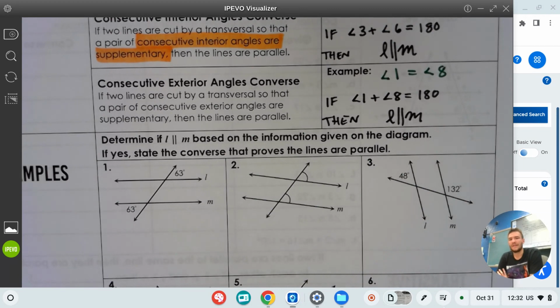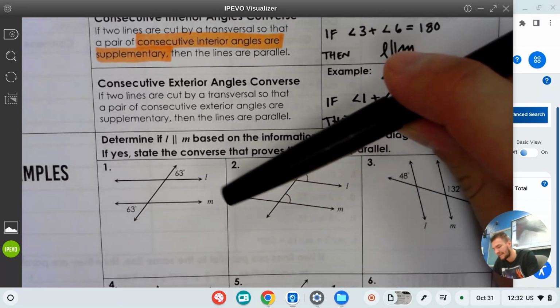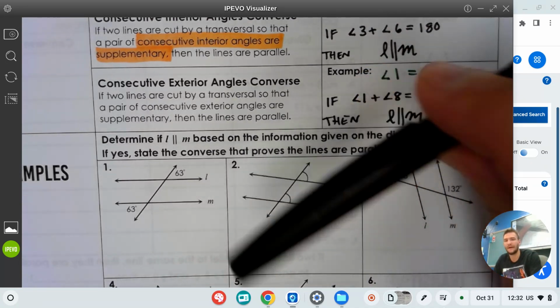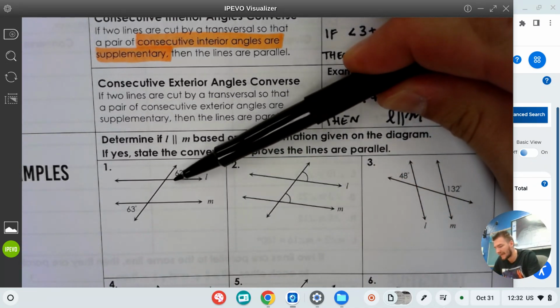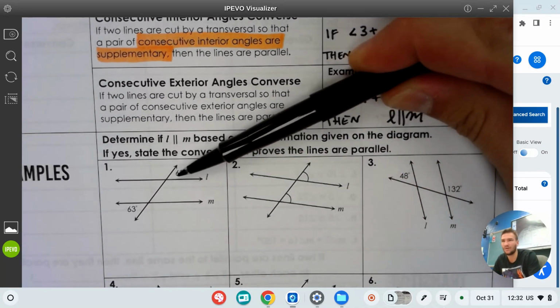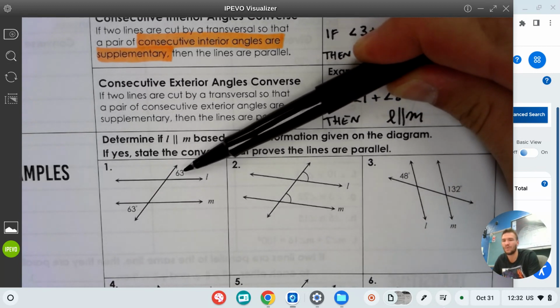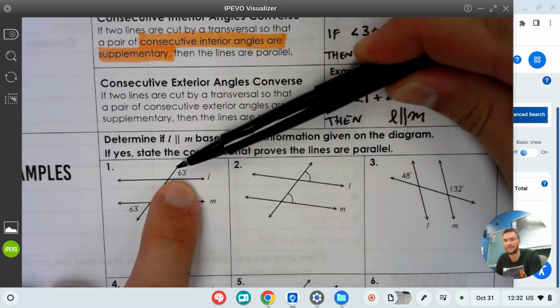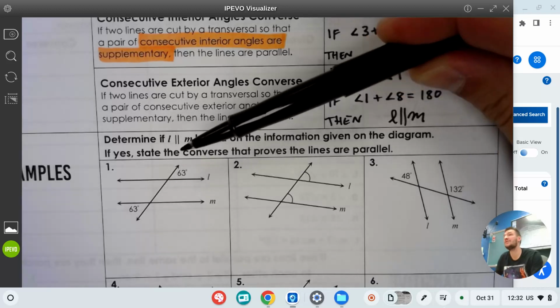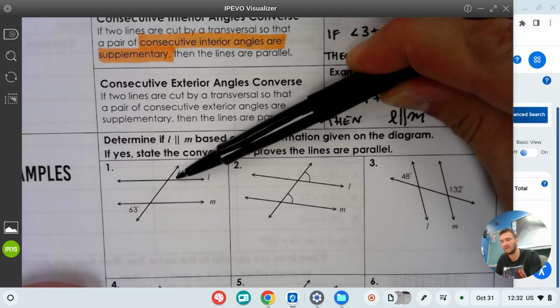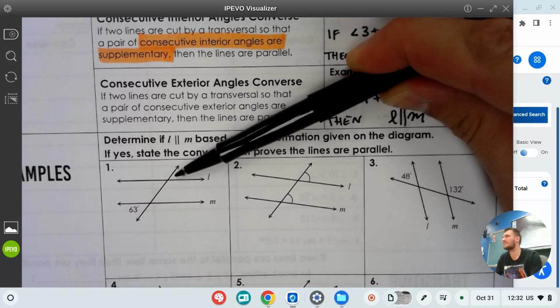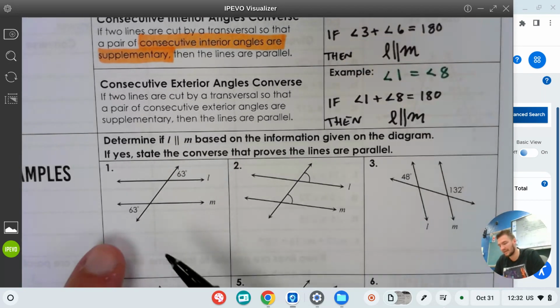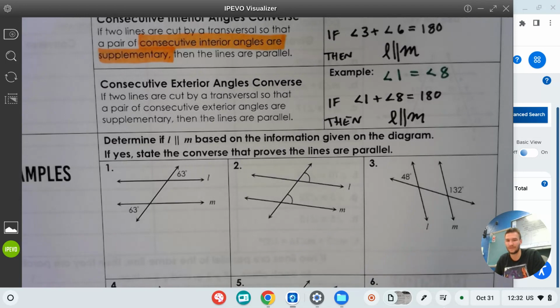So, the question from yesterday would have said that L and M are parallel, and it would have said, what is the angle up here in the top corner? And it wouldn't have told you 63, 63. It would have asked you, what is this angle? And the answer would have been, it's 63. But now, it's just a little bit backwards, and it tells you 63, 63.